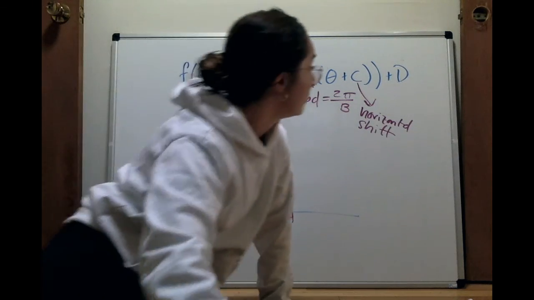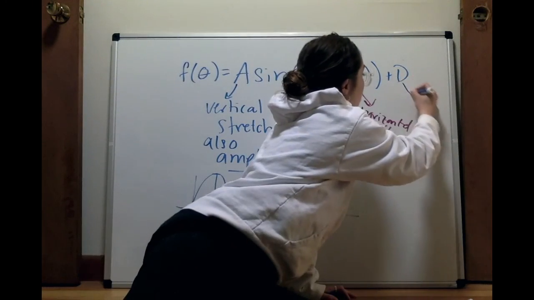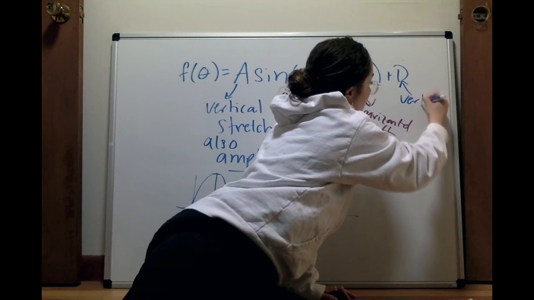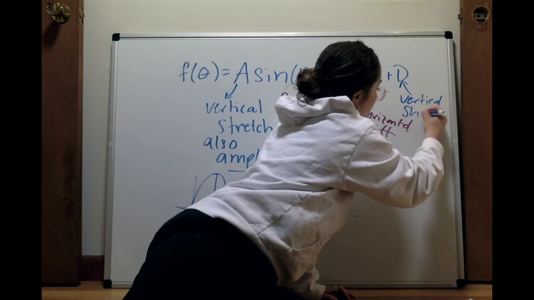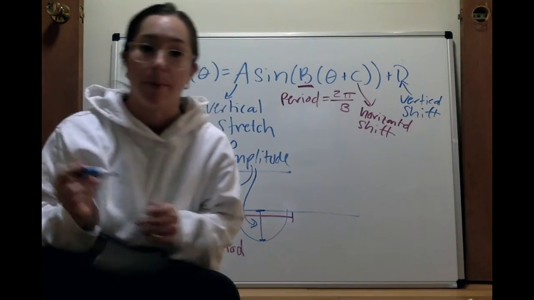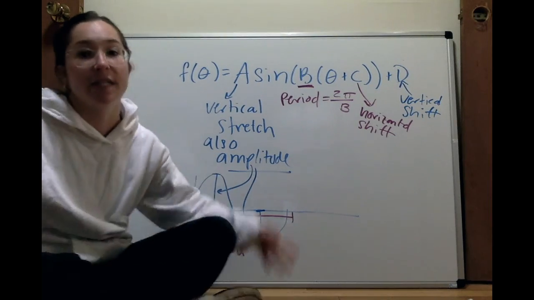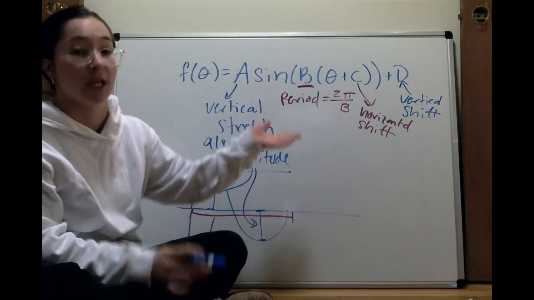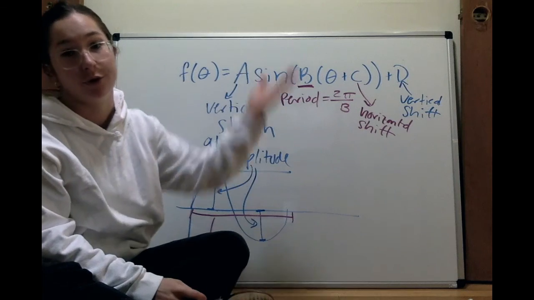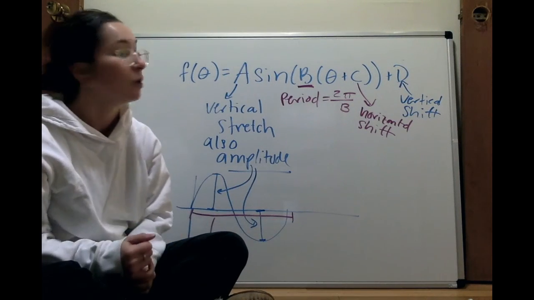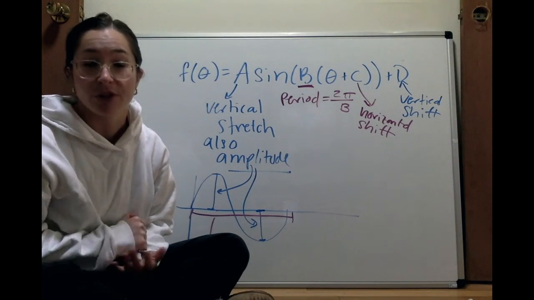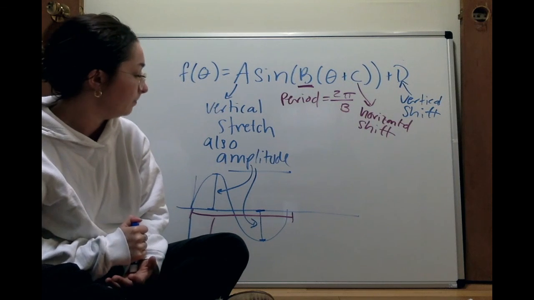And then D is our vertical shift. So that's moving it up and down. And if it's as it looks, so if it's +2, you're moving it up 2. If it's -2, you're moving it down 2. So this is our general form for transformations of sinusoids.